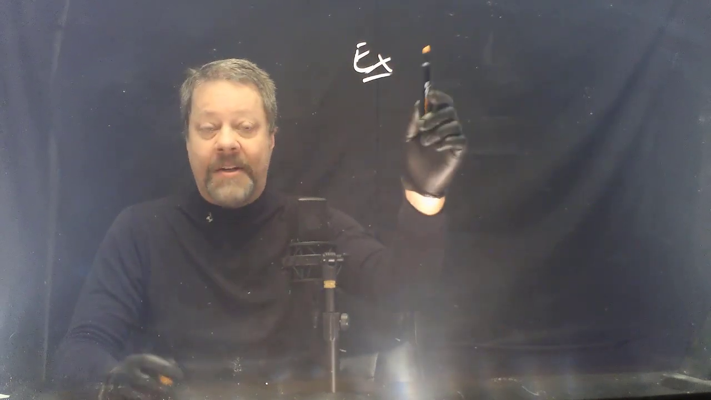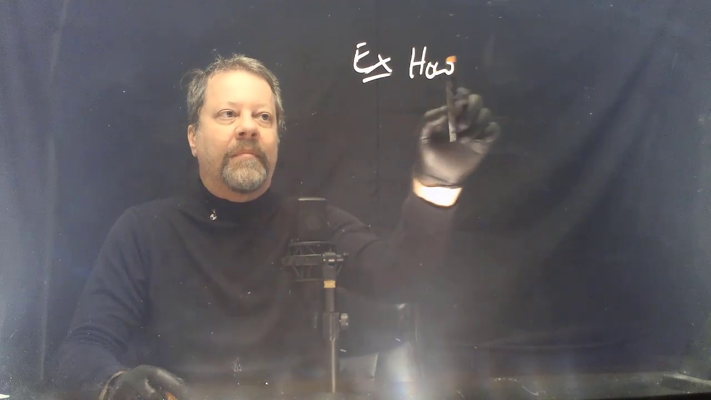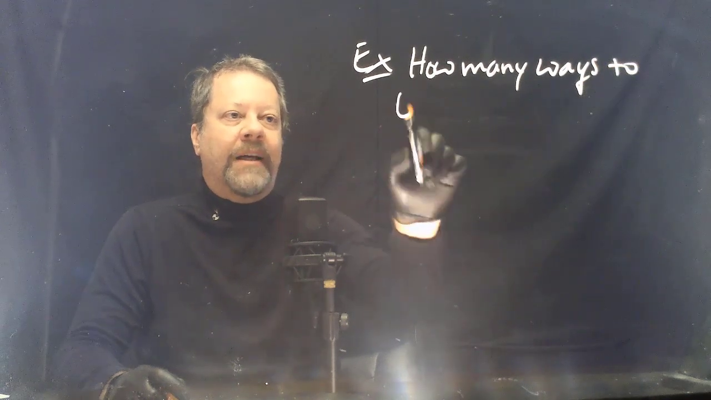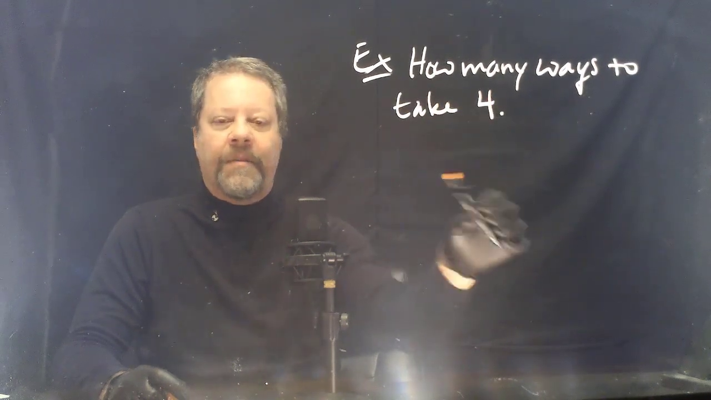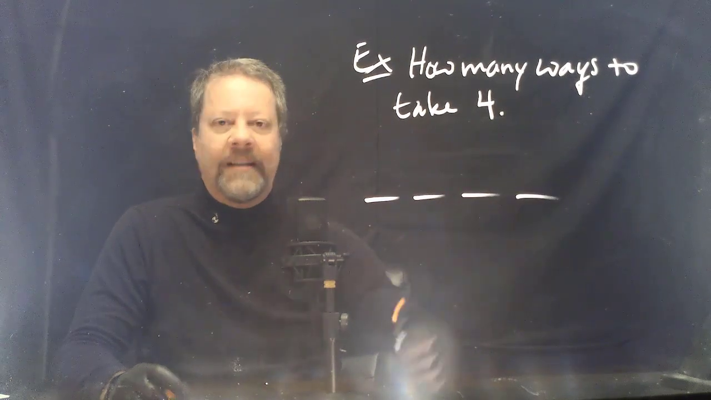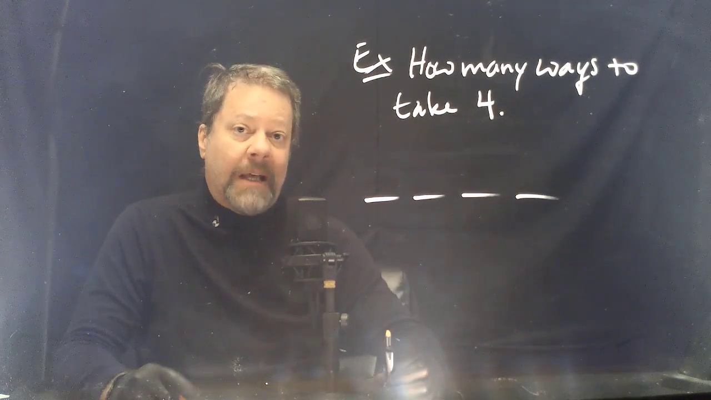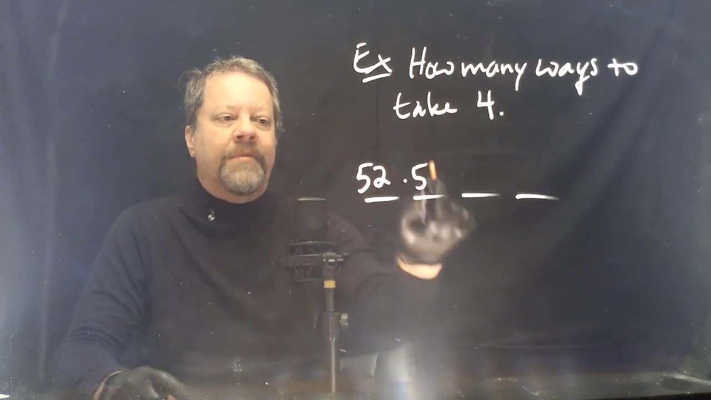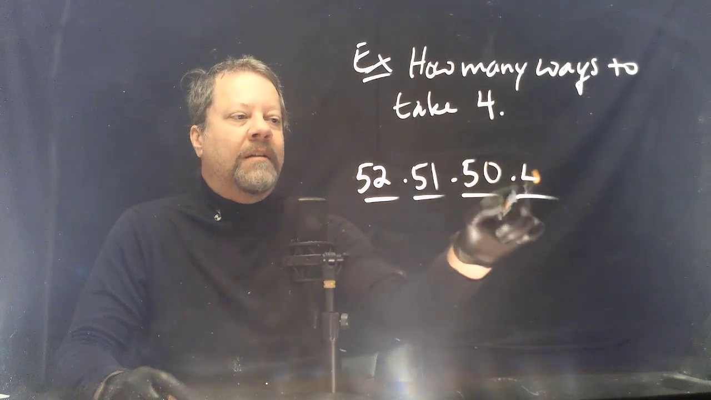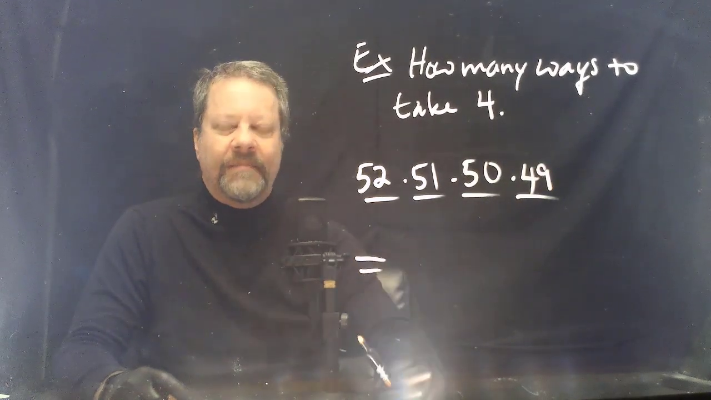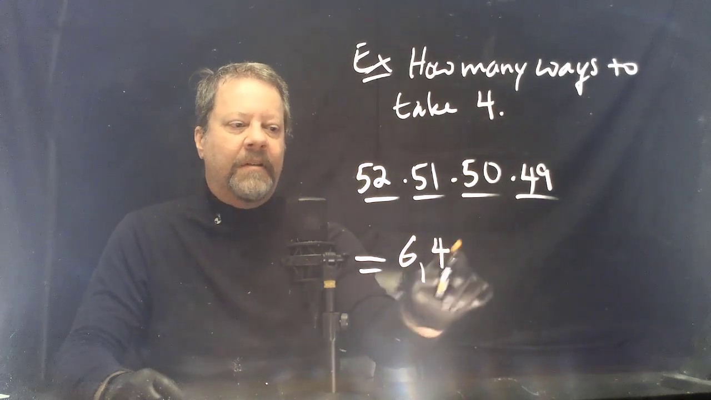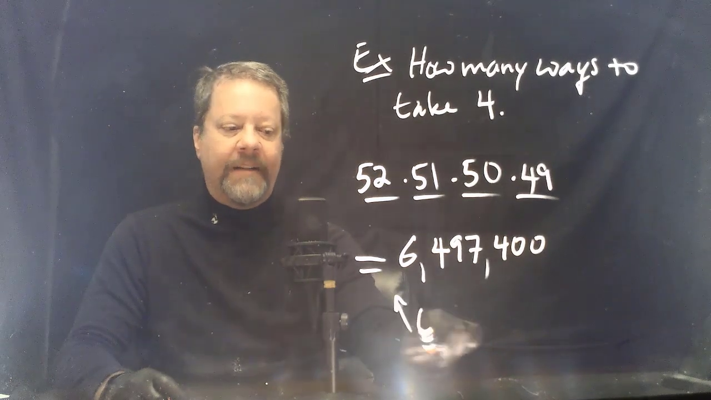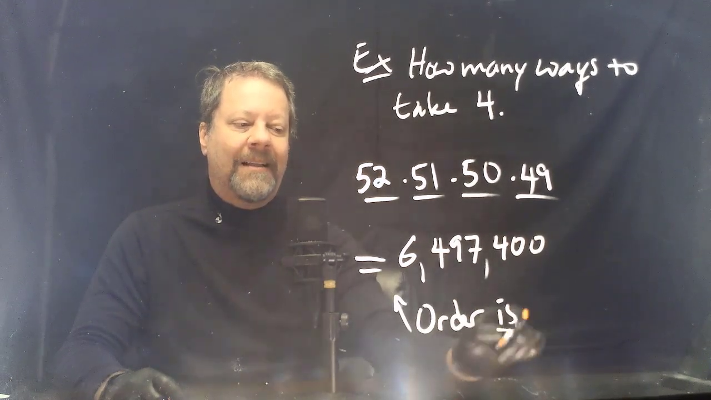As an adjunct to the last problem, how many ways to take 4 cards from a deck? Yes, this fundamental counting principle generalizes to where you have as many slots to fill as you'd like. That'd be 52 times 51 times 50 times 49. And that's 6,497,400. But keep in mind that order is important here.